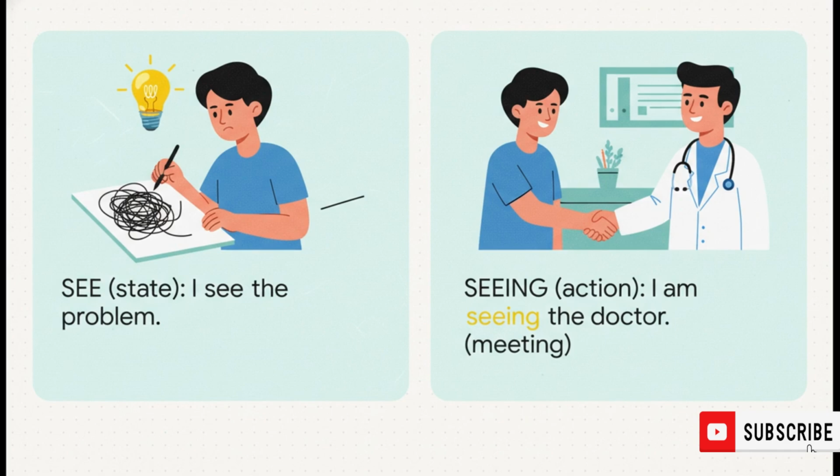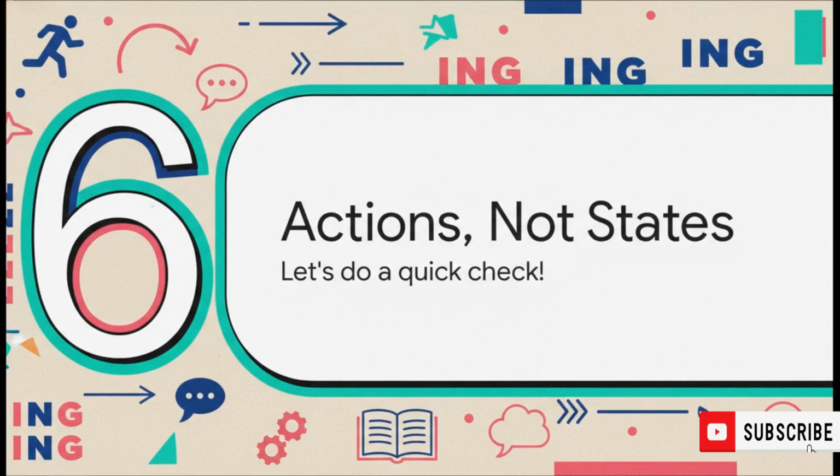Now, if I say, I see the problem, I'm not talking about my eyes. I mean, I understand. It's a mental state. Okay, got it, a state. But if I say, I am seeing the doctor tomorrow, seeing here means meeting, and meeting is an action I can do. You've totally got it. The key thing here is that sometimes adding ing changes the verb's meaning from a state to an action. Okay, that was the trickiest part, and you did great.